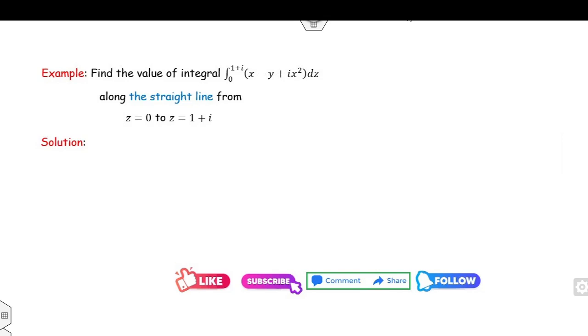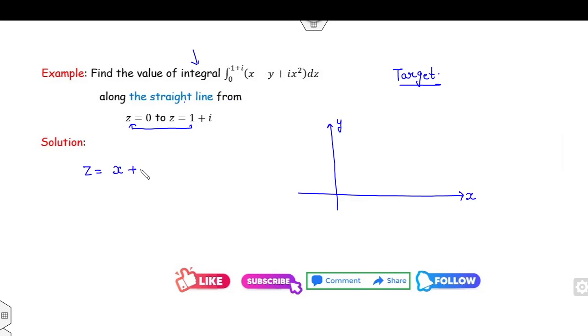Now look at these 25 examples. Your target is to find the integration along the straight line from z equal to 0 to the given point. Always remember, your first target is to draw the curve of this path. You can see the curve always lies in the xy plane. We all know the value of z is x plus iota y. Z is equal to 0. What does the meaning of this?